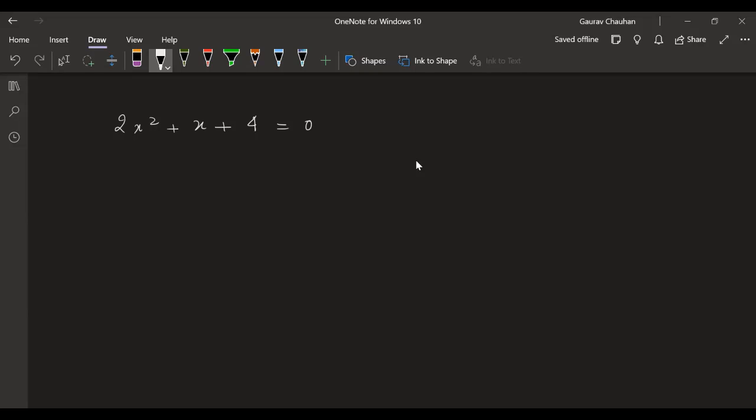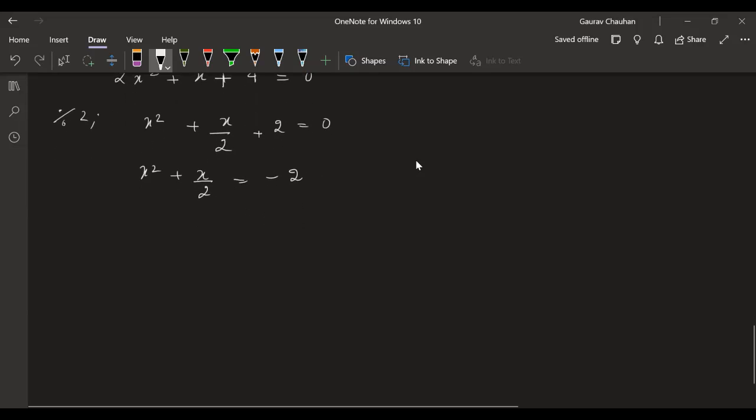I'm going to try to do it by the completing the square method. Let's see what problem we encounter. Firstly, I will change the coefficient of x square to 1. For that, I'll divide the entire equation by 2, and I'll get x square plus x by 2 plus 2 is equal to 0. I'll take the constant term to the right side. I have x square plus x by 2 is equal to minus 2.